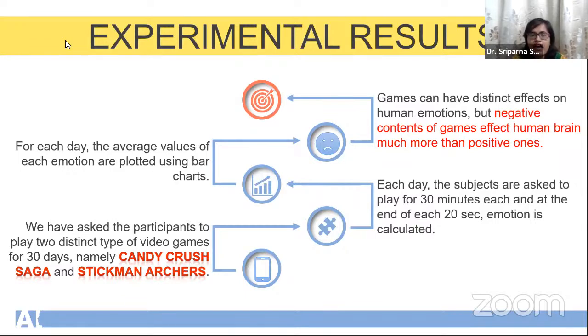Now, the games can have distinct effects on human emotions. But negative contents of games affect the human brain much more than positive ones. That's the thing we have noticed: the angry and sad emotions predominate over the positive emotions like happiness and surprise. Those are the experimental results we have found.